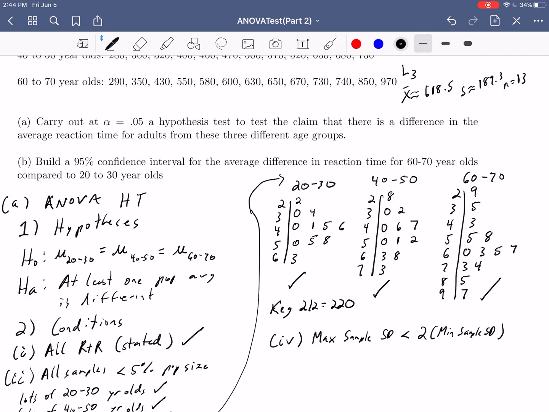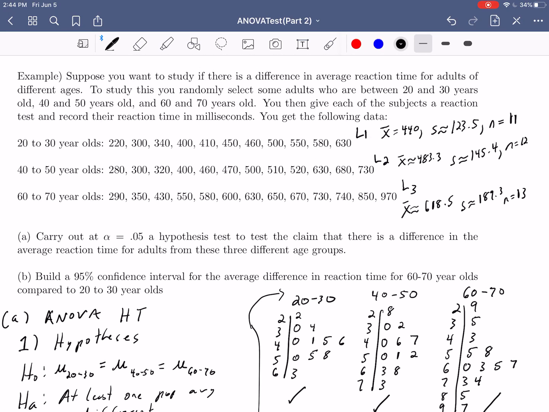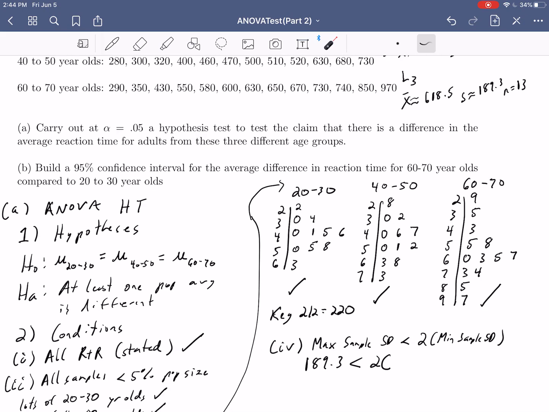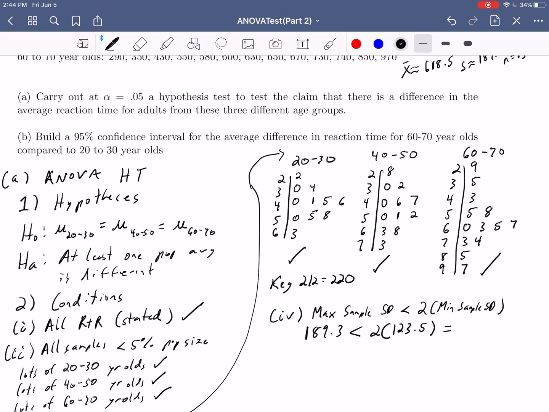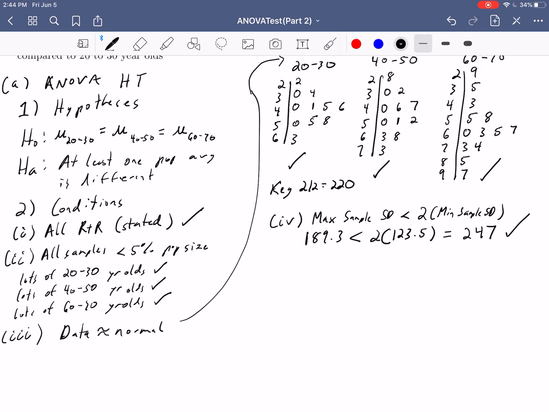So we can plug this stuff in and confirm 189.3. Is that really smaller than 2 times the minimum? Well, it looks like the smallest one came from the 20 to 30-year-olds, which was 123.5. So 2 times 123.5, if we check that on your calculator, should come out as 247, and 189.3 is indeed smaller than 247, so we are all good. So condition 4 is satisfied as well.